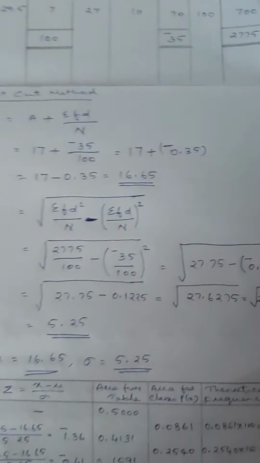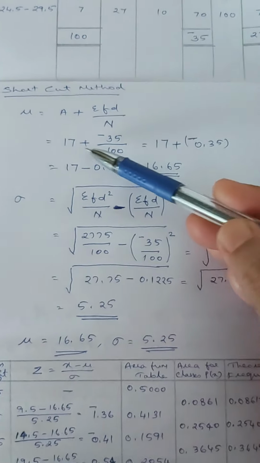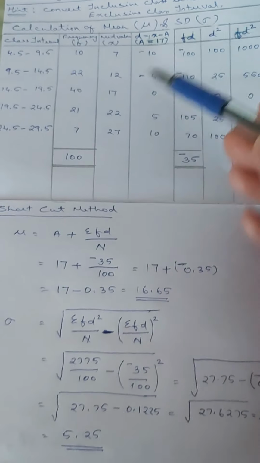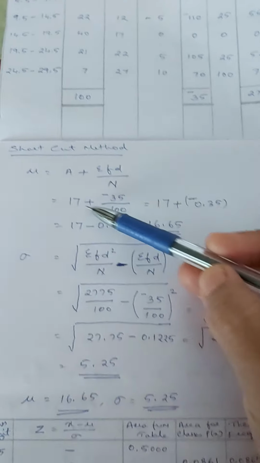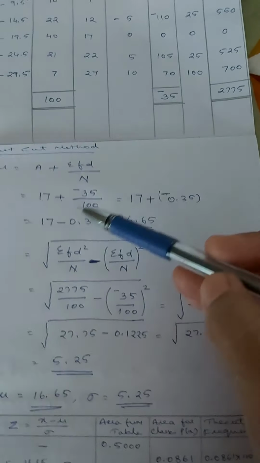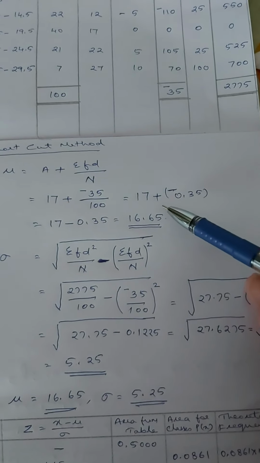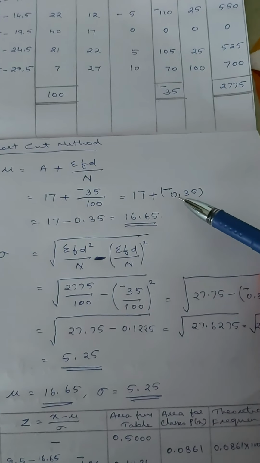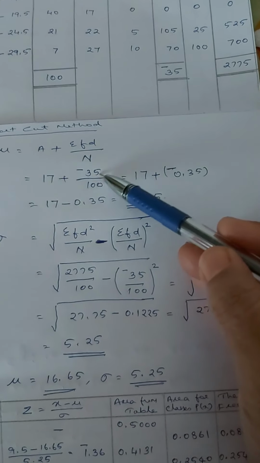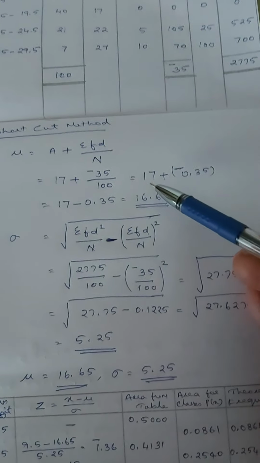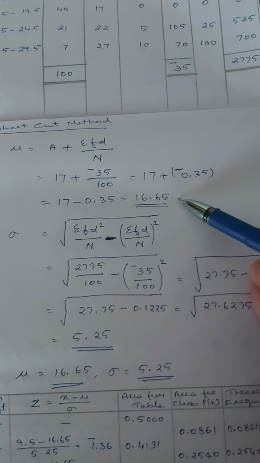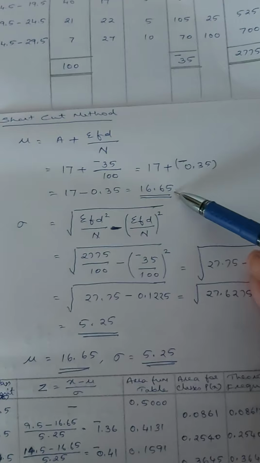Now calculate the mean and standard deviation. A is 17, the assumed value. So 17 plus sigma fd, which is minus 35, divided by 100, is equal to 17 plus minus 0.35, that comes to 16.65. So mu is equal to 16.65.